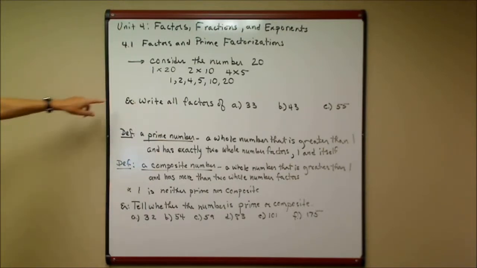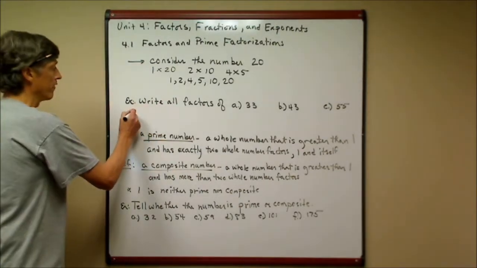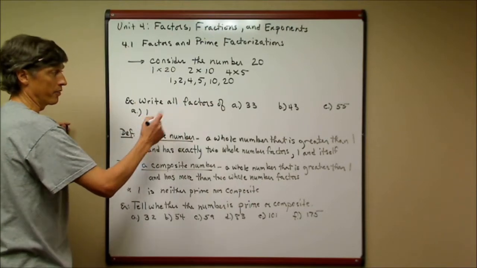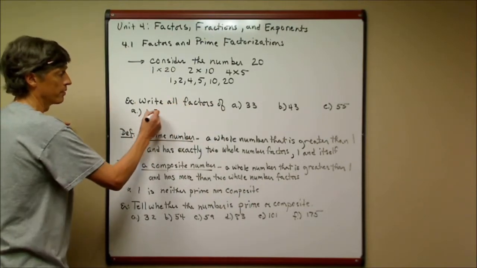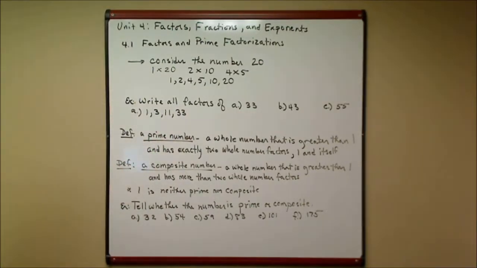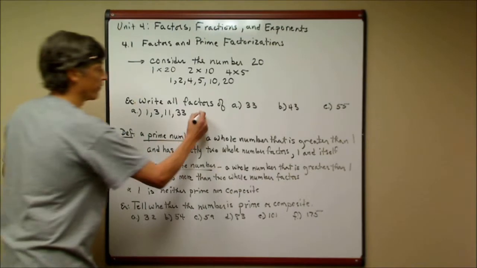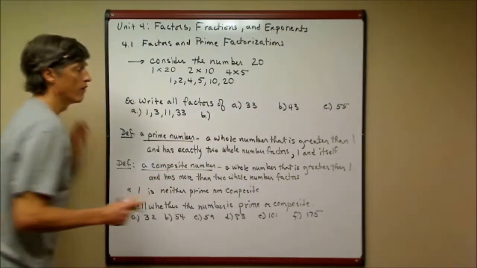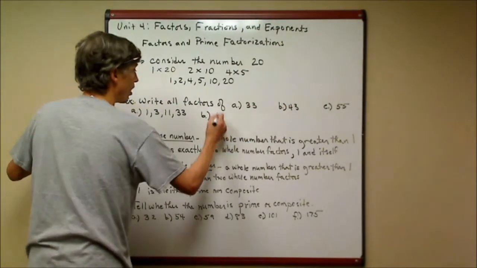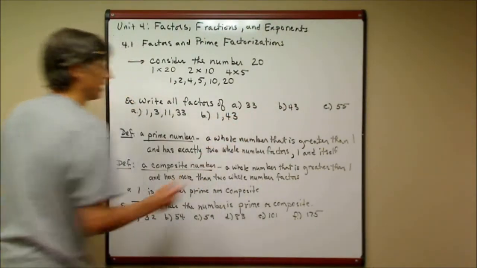So in this first one, it said write all factors of 33. So for A, factors of 33 would be 1. Now 33 is divisible by 3 because it's 3 times 11. And I don't think you can find any other whole number factors of 33. Now for problem B, 43, the only two numbers I can think of that divide into 43 are 1 and 43 itself.